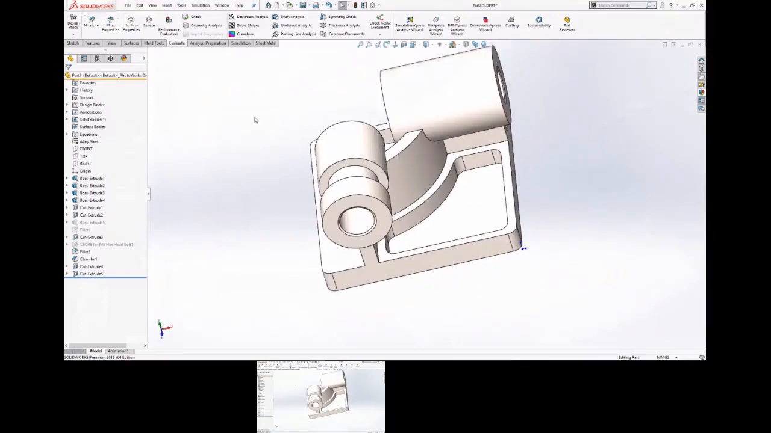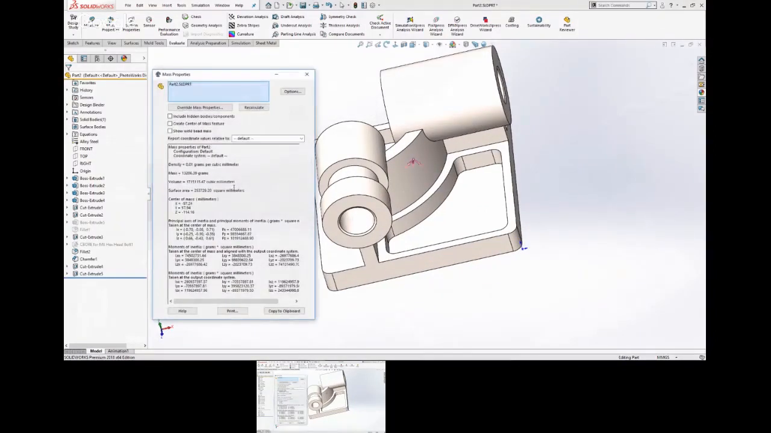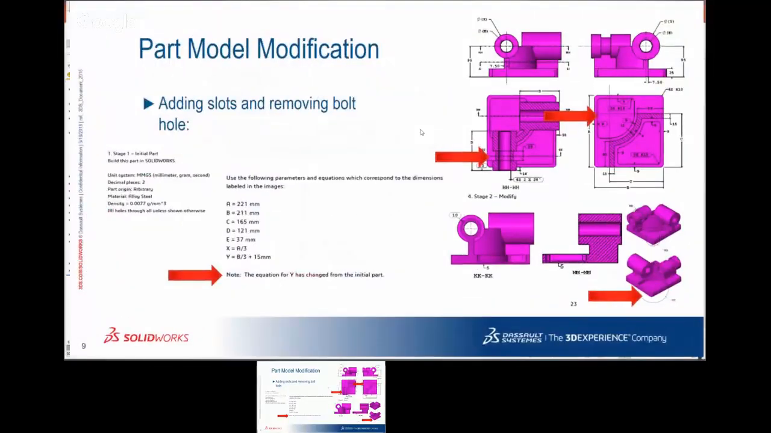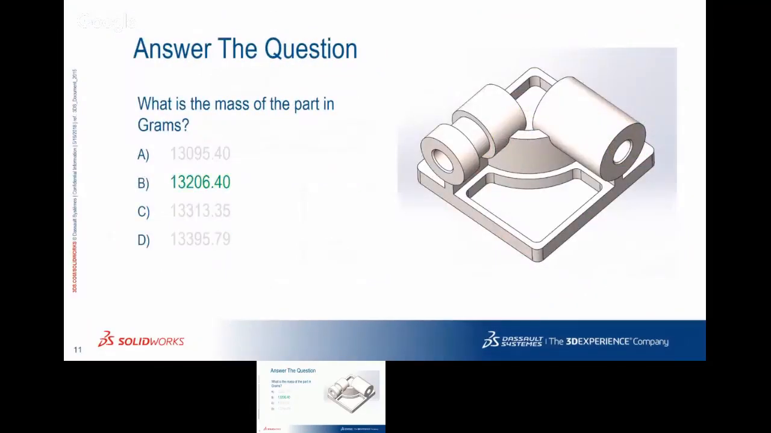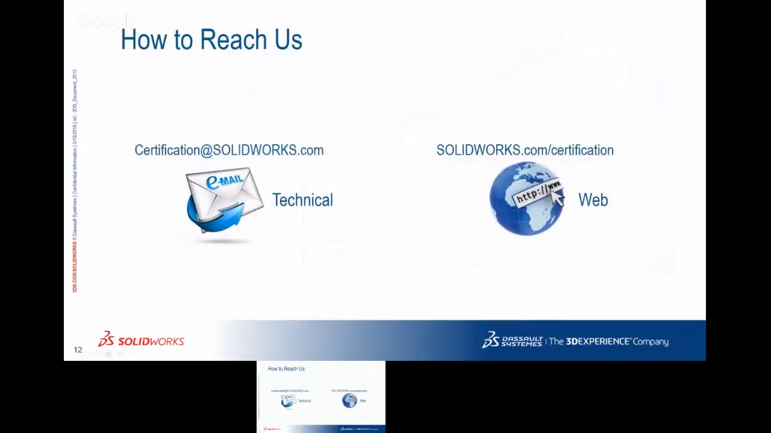I've got a feeling we missed something, but let's see what we have here. For the mass, we're at 13,206.39. So 13,206.40, right? Okay, it's working good today, so I'm happy in that respect. And that's basically it.